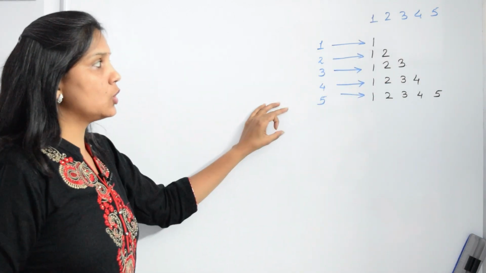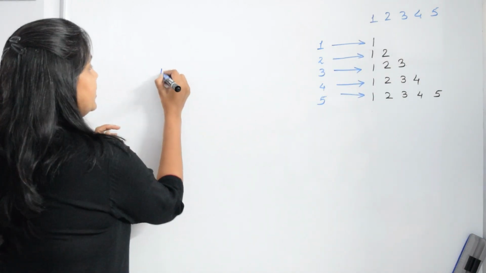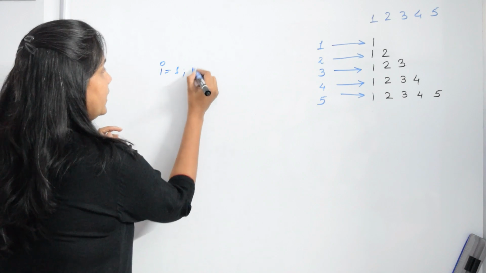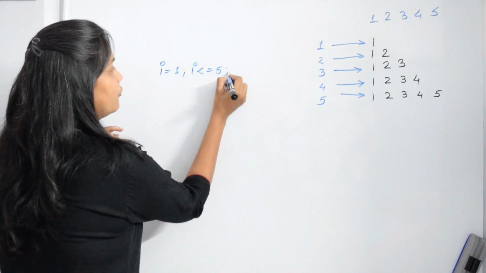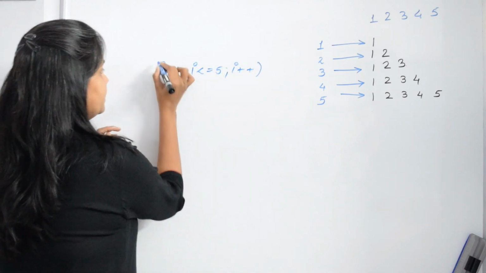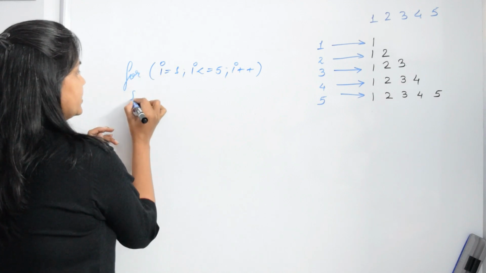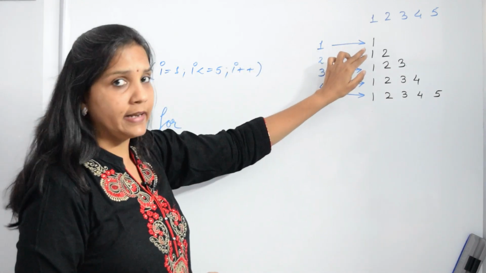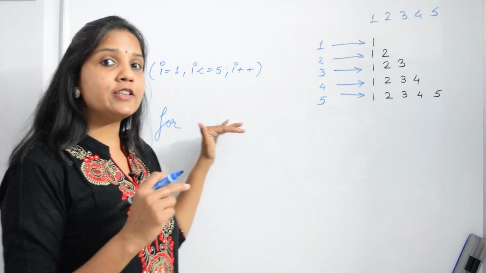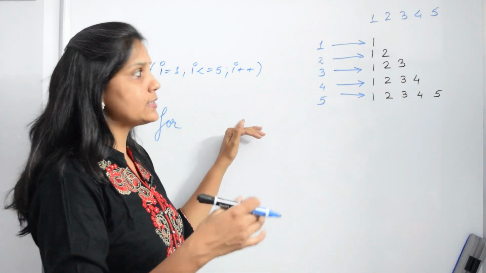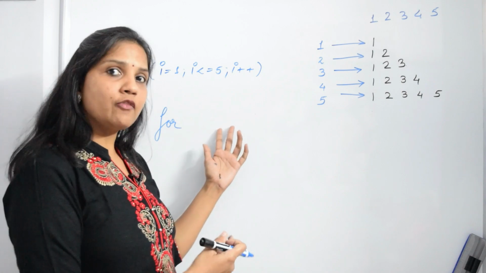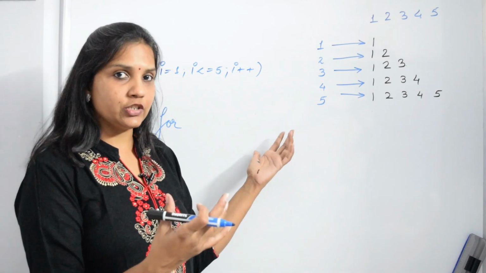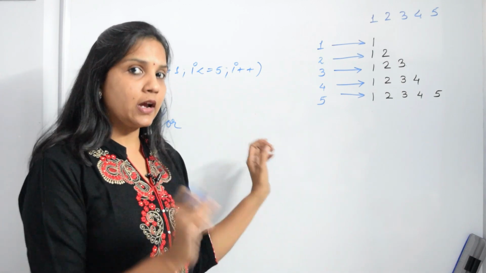So for the outer loop, the condition remains the same. We say i is equal to 1, i less than equal to 5 and i plus plus. So this doesn't change, right? Now what changes, if you notice, is the printing. The inner loop is always used for printing the values. Hence the loop starting value, ending value and conditions should be adjusted accordingly.